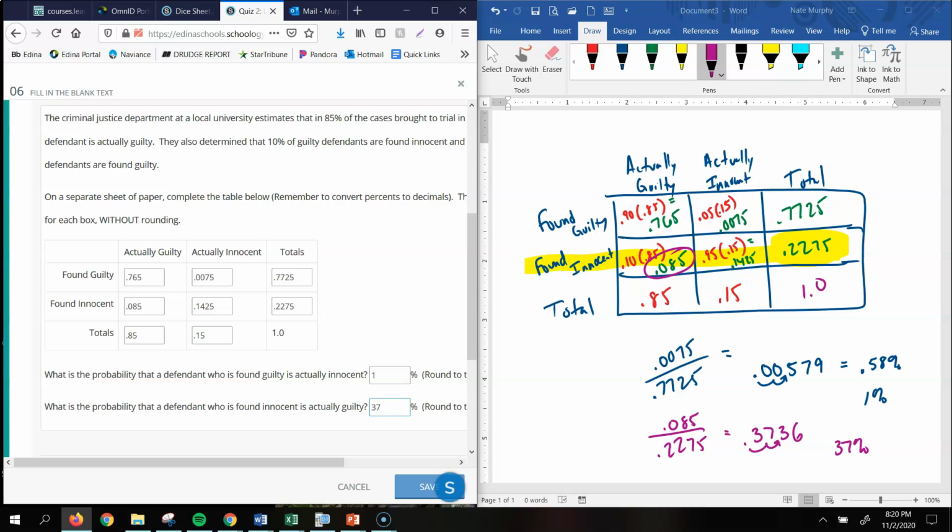Whoofta! That is a big problem. And I would say that this problem was probably the hardest one on the entire quiz. So if you got part of that one right or most of it right, good job. If you got all of it right, pat yourself on the back.